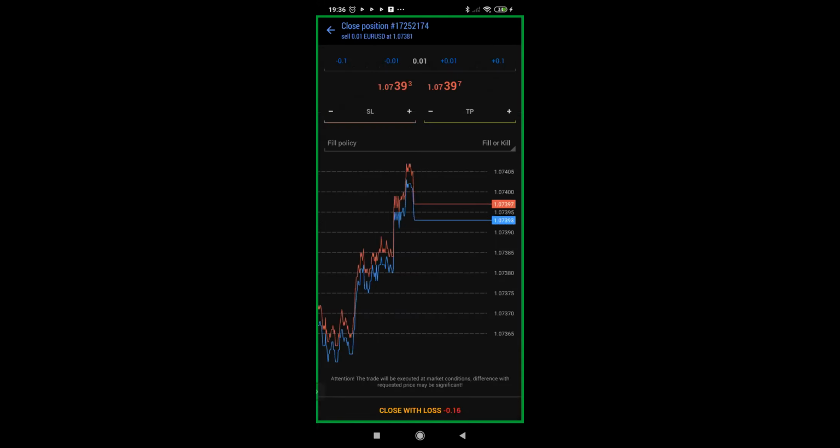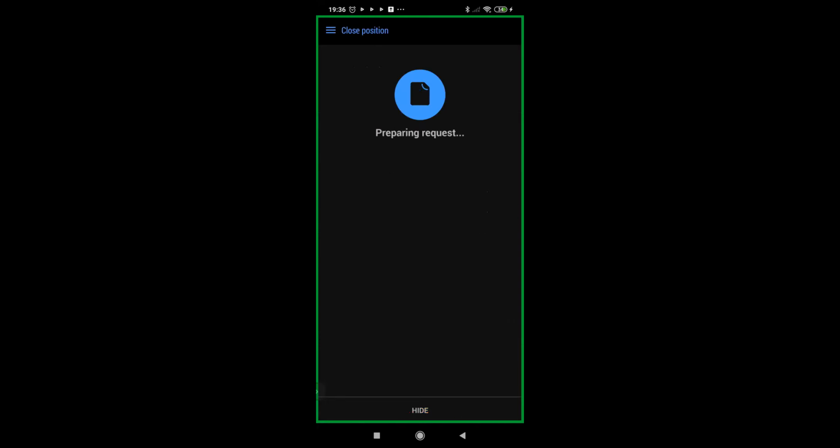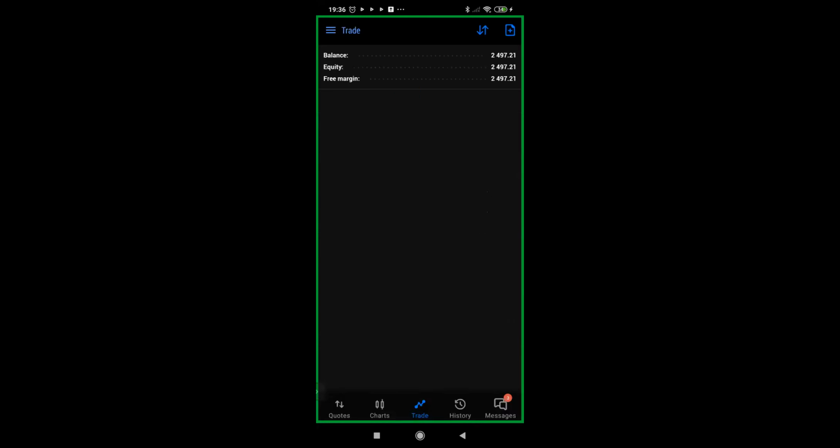So I'm just going to go ahead and close this trade because I don't need it open. I can close the loss. It's a small loss, so that's fine. Close the loss, and then we are done.